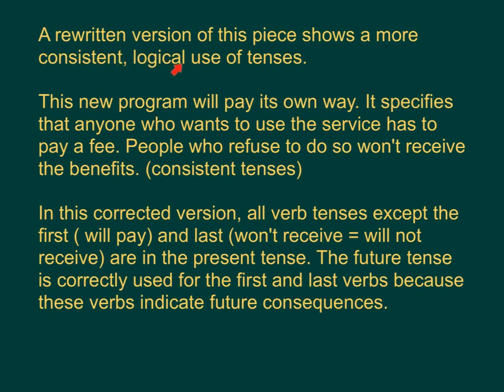A rewritten version of this piece shows a more consistent, logical use of tenses. This new program will pay its own way. It specifies that anyone who wants to use the service has to pay a fee. People who refuse to do so won't receive the benefits. Consistent tenses. In this correct version, all verb tenses except the first, will pay, and the last, won't receive or will not receive, are in the present tense. The future tense is correctly used for the first and the last verbs because these verbs indicate future consequence.